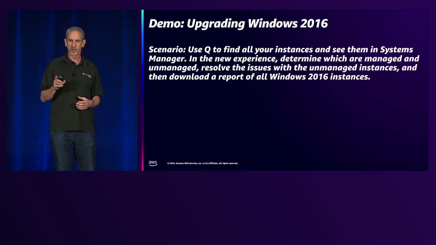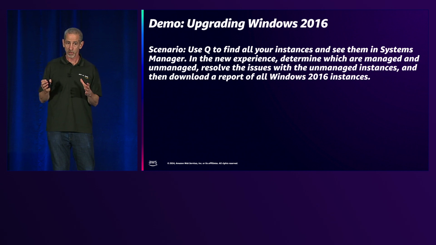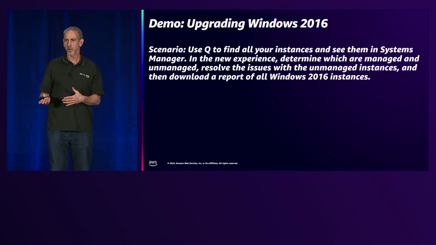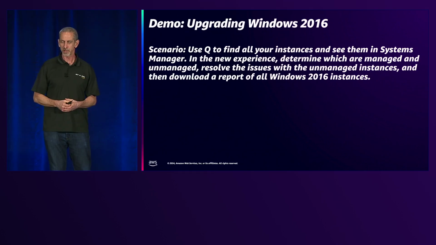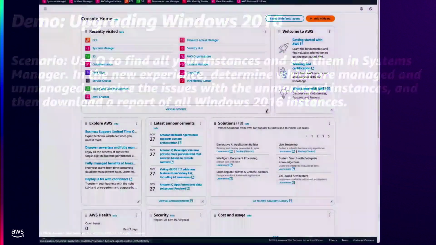And then we're going to do something to fix some of those issues which are unmanaged right now. The SSM agent's not working. And ultimately, we're going to get a list of all of our Windows 2016 instances that I can then give to a team who wants to upgrade those to the latest version of Windows. So that's going to be the full demo. I'm going to pause it at different times to talk about some things that are going on.